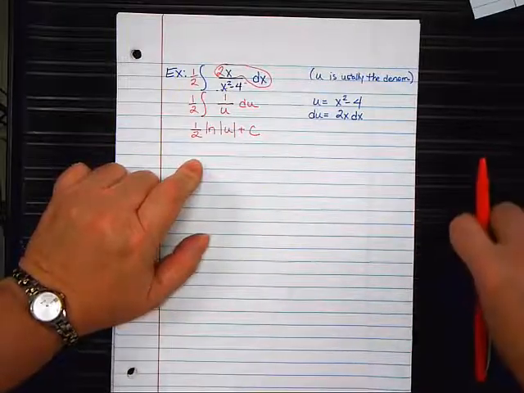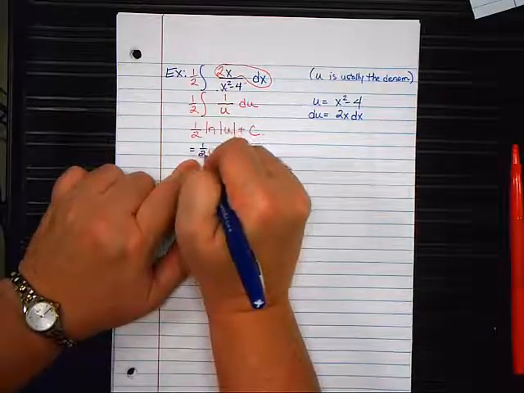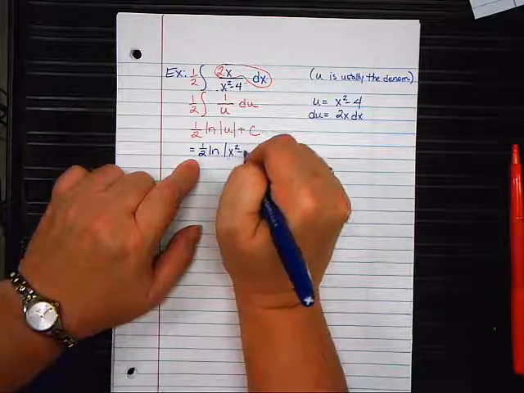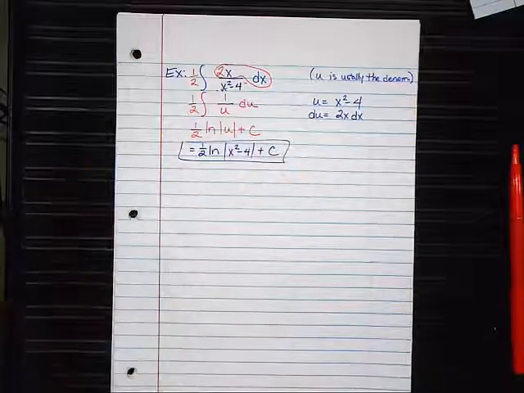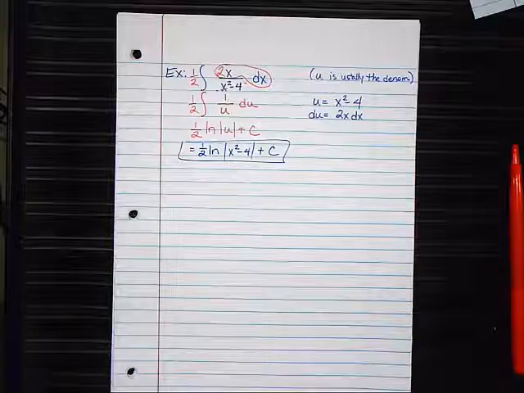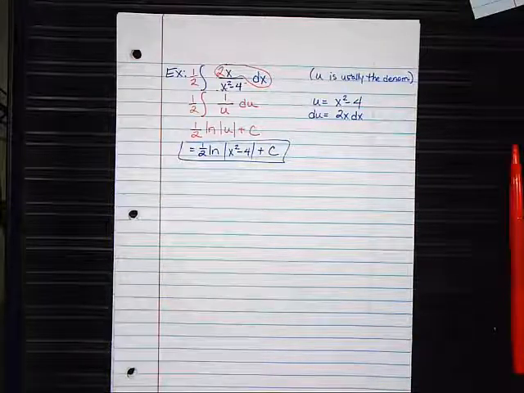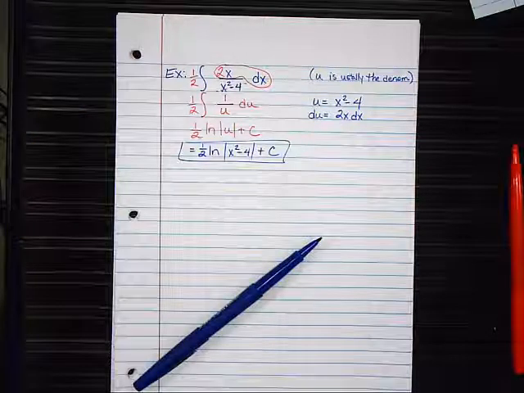Okay, so now we switch back to x's. So this will be 1/2 ln absolute value of x squared minus 4, close absolute value, plus c. There's your answer. Why don't we just make it 2x times (x squared minus 4) to the negative 1? Good question. Why don't I just move that to the top? Let's talk about that for a minute.